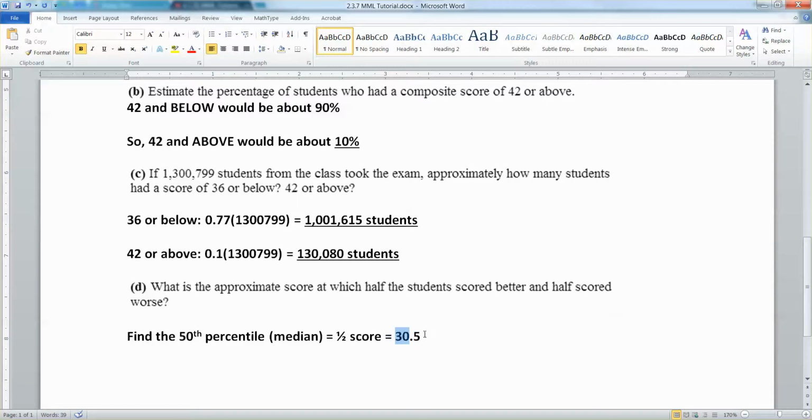Now, if they want a whole number, we could round to 30 or round to 31, depending on what we feel like they were looking for.